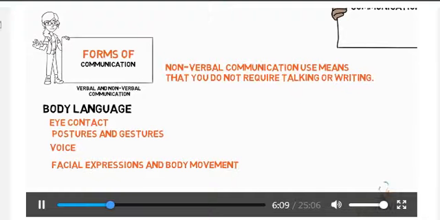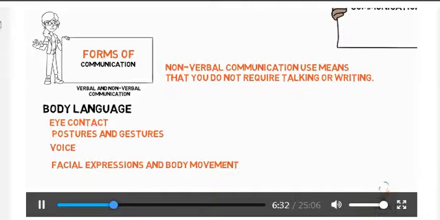Your posture is also very important when communicating non-verbally. So be mindful of this because you can complement or contradict your message by your posture. Facial expressions, your body movements, all of this communicates as you speak. That brings us to the end of session 1.